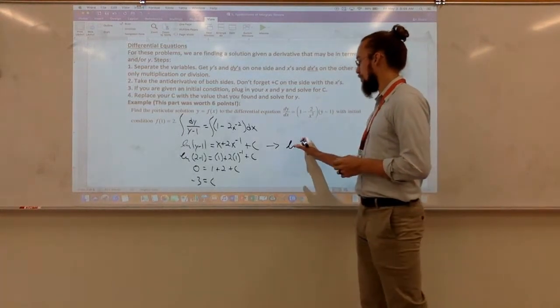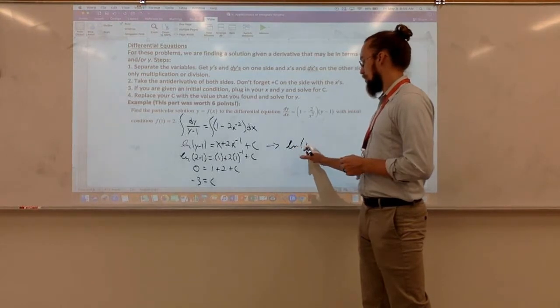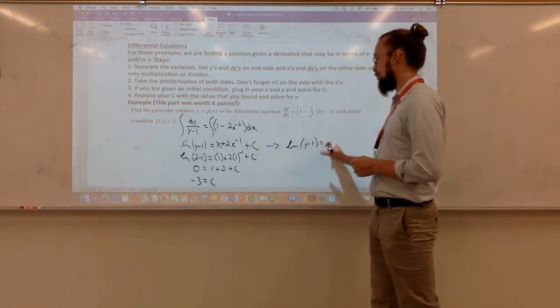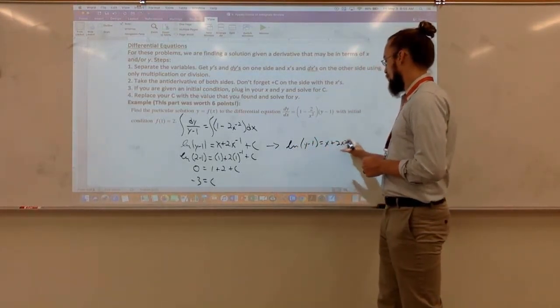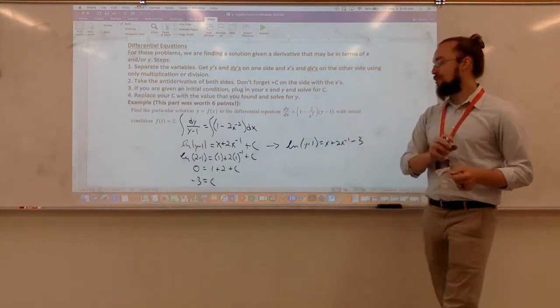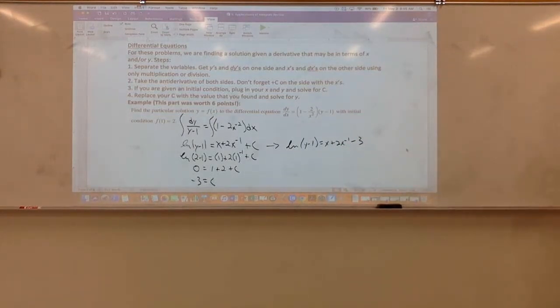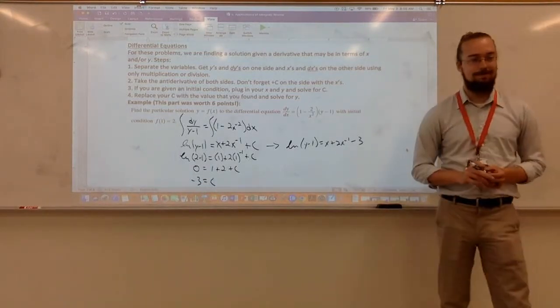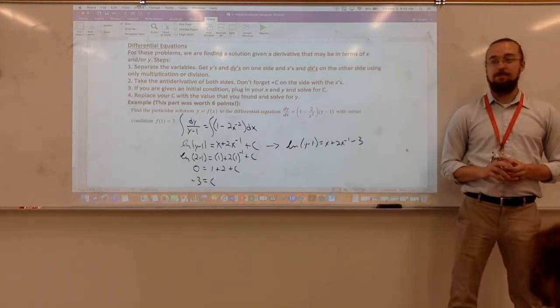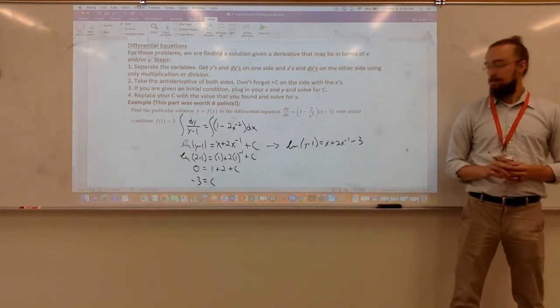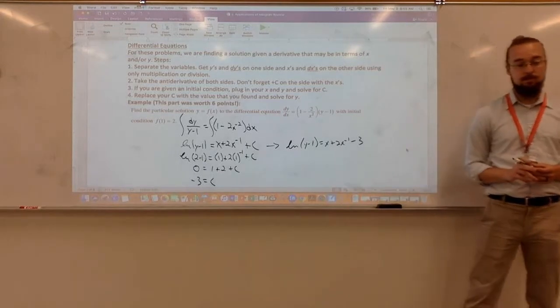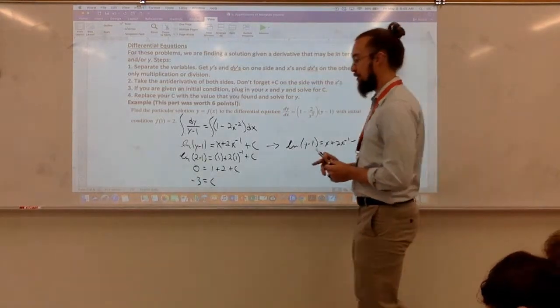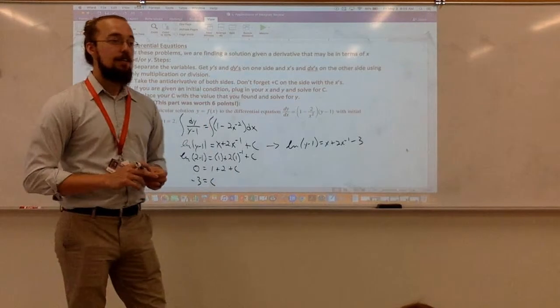So I'm just going to rewrite this. Natural log of y minus 1 equals x plus 2x to the negative first minus 3. So how would I solve this for y now? You don't. Well, we can do the e thing.